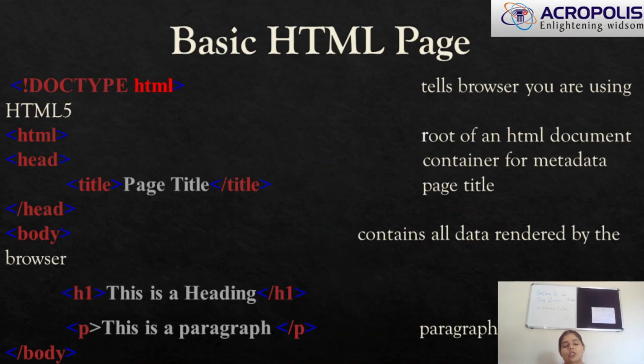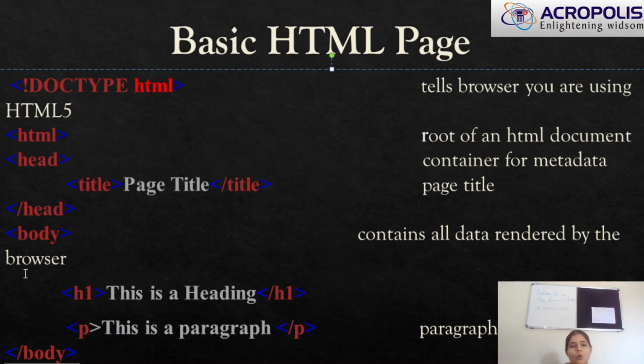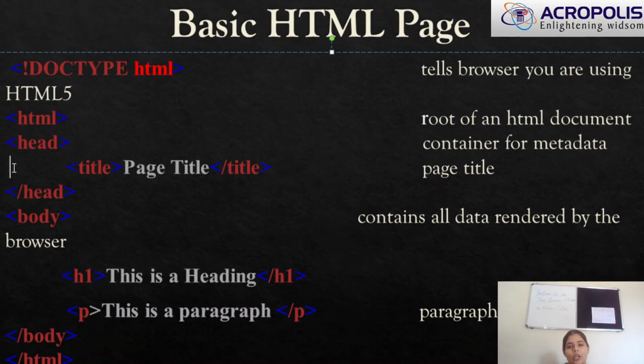The basic structure of an HTML page is that first we write doctype html. Why are we using doctype html? Here we are telling the browser that we are using HTML5. Then we write the html tag. The html tag is the root of an HTML document. So here is the html opening tag and here is the html closing tag. Inside the html opening and closing tag, we write the head tag and body tag.